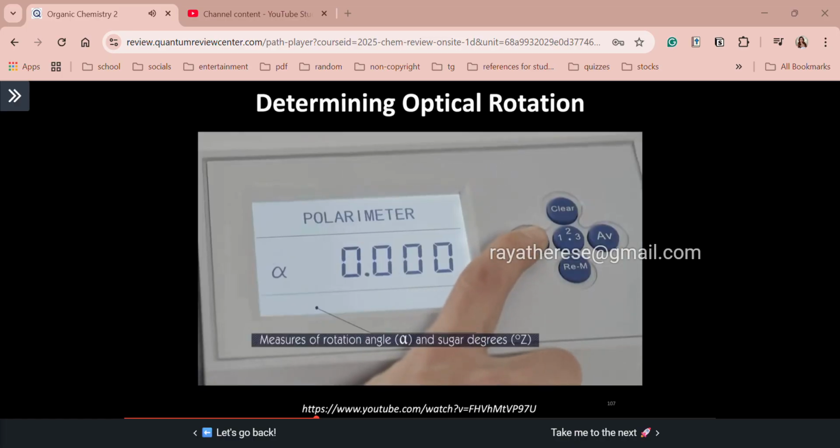Di ba class, bongga, the calibration here is already automated. And of course, inside the equipment, the polarization occurs. And of course, the result here is also quantitative, as you can see here in our video.